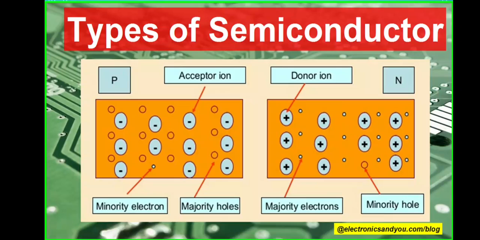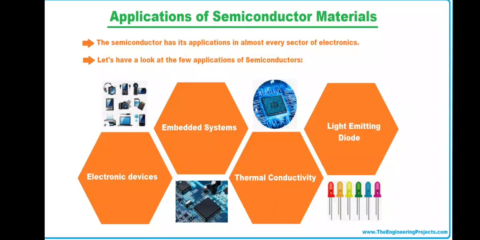In a P type semiconductor, the majority carriers are holes and the minority carriers are electrons. At the same time, in an N type semiconductor, the minority carriers are holes and the majority carriers are electrons. P type is called acceptor ions. N type is called donor ions.